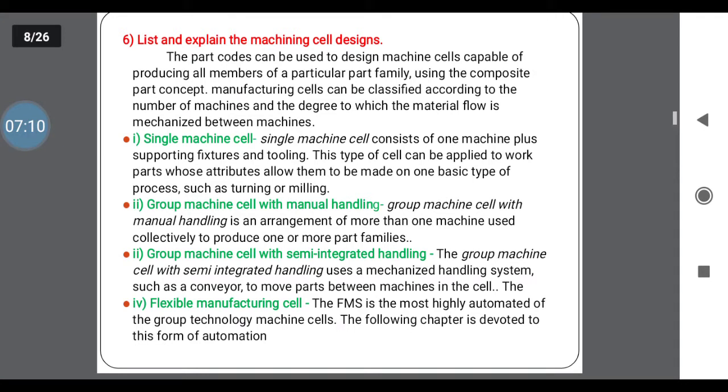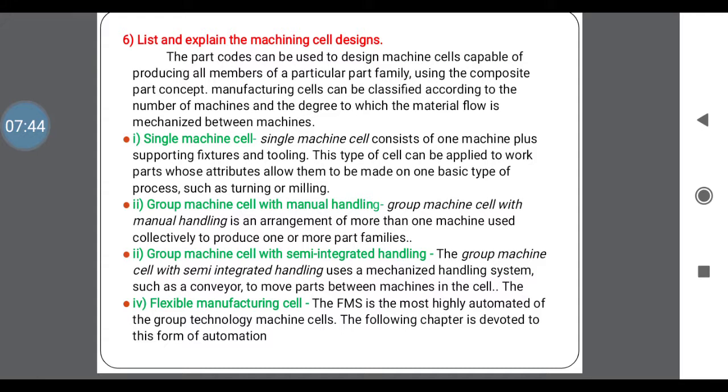Next one, list and explain the machining cell designs. You know already what the machining cells are. These are cells consisting of a number of assembly machines that produce the work from those machines with a quick and high quality product. That is a machining cell. Then in that we have different types of machine cells. That is a single machine cell, group machine cell with manual handling, group machine cell with semi-integrated handling and flexible manufacturing cell. The name itself indicates.